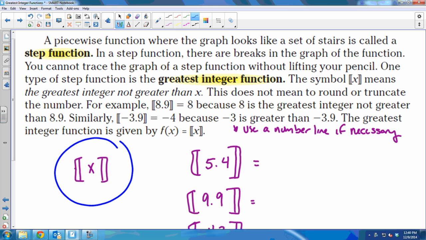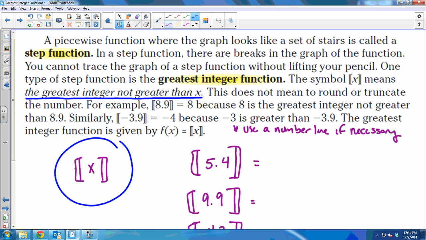This symbol right here, the double brackets, indicates your greatest integer. It would be helpful if you knew what greatest integer meant. First of all, an integer is a number line number, so there's no fractions or decimals. Integers are like -5, 0, 3, 120. When you're looking for the greatest integer, you're looking for the greatest integer that's not greater than x. So you're looking for the largest number that's not bigger than what you put into the brackets.